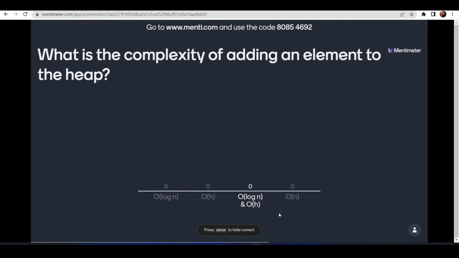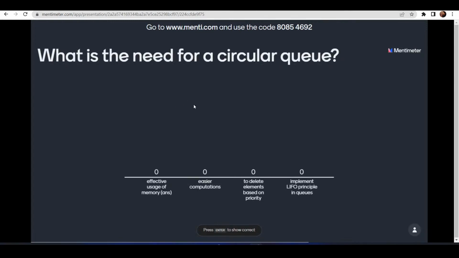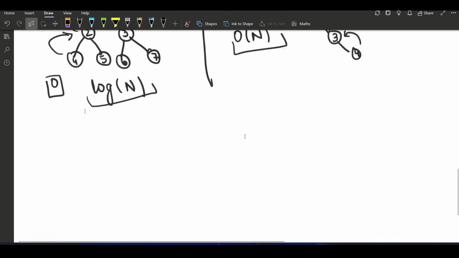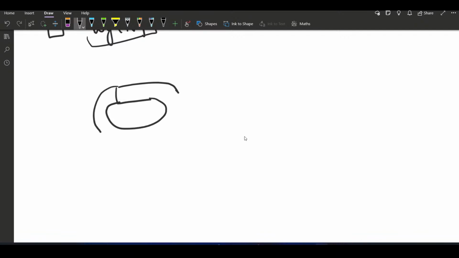So yeah, moving to the next question. What is the need of a circular queue? So firstly we need to understand what is a circular queue. A circular queue is a queue where, suppose the queue is in this manner, here we have all the nodes connected.